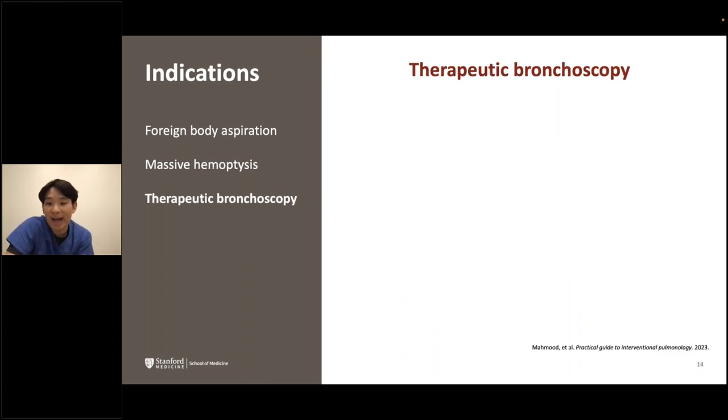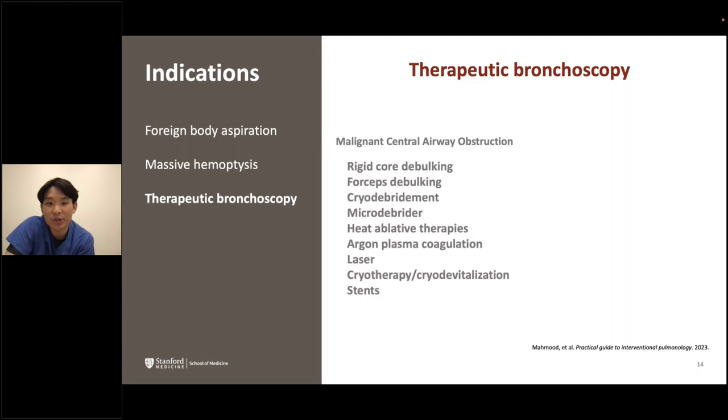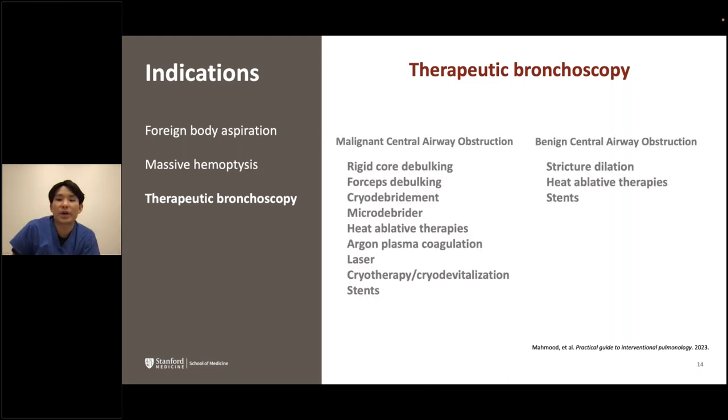Lastly, this is a pretty big category that Dr. Scheller will go more into, but we talk about central airway obstruction and how to deal with it. So largely, we could divide a therapeutic bronchoscopy into dealing with malignant airway disease and benign airway disease. And for rigid bronchoscopy, we're mostly talking about central airway obstruction. So here are basically the list that Dr. Scheller is going to go into.